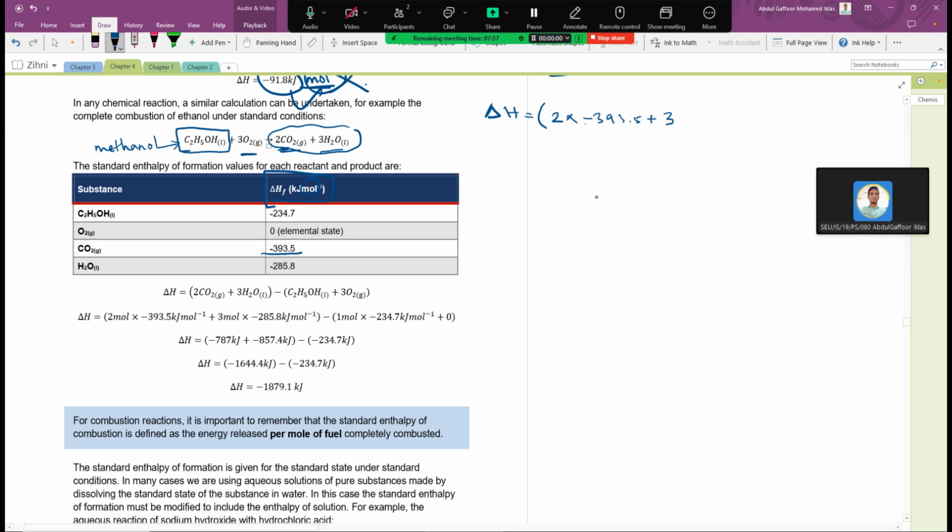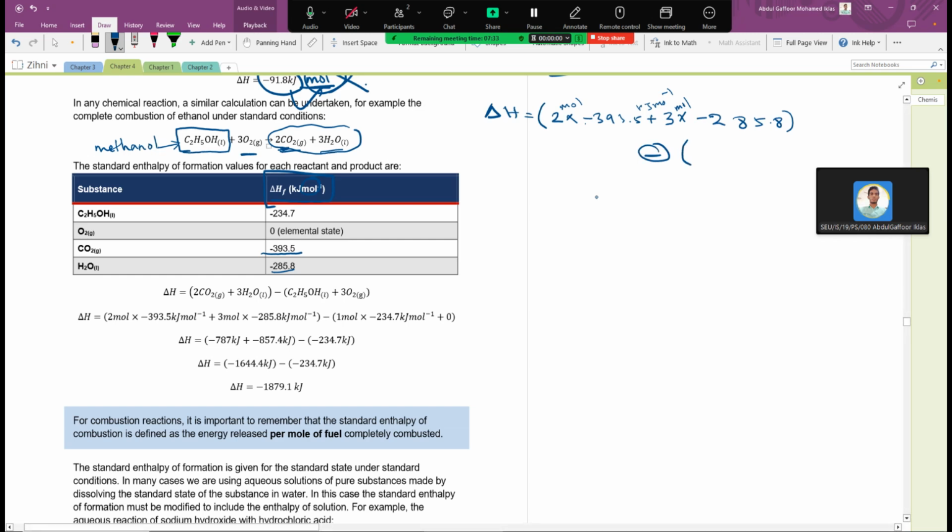You have 3 moles of water, right? So you can just put mole also here, and here kilojoule mole minus 1, here 3 mole, right? Into for water, that is minus 285.8. Then minus, this minus is in the equation that we studied, right?